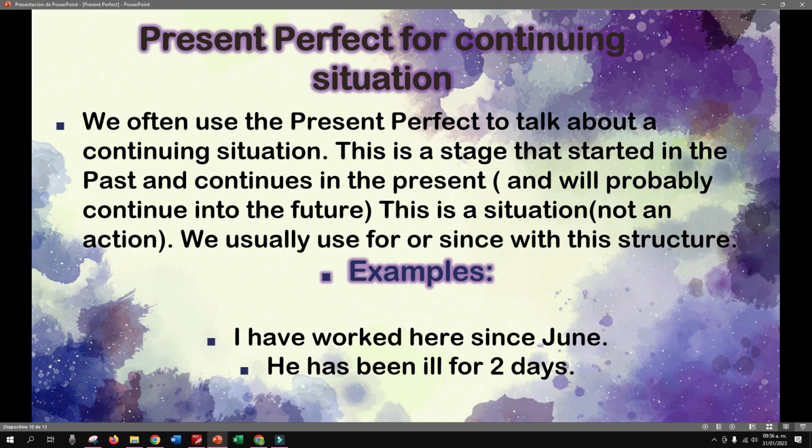He has been ill for 2 years. He was ill 2 years ago, right? You can say that. But that happened 2 years ago in the past. But he is still ill now, right? So that continues. You are going to find many examples like this or some exercises in which the present perfect is used for continuing situations, right?